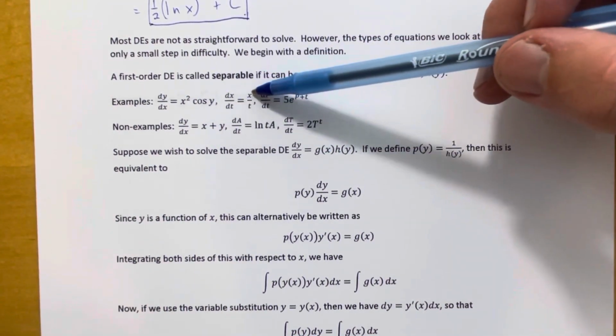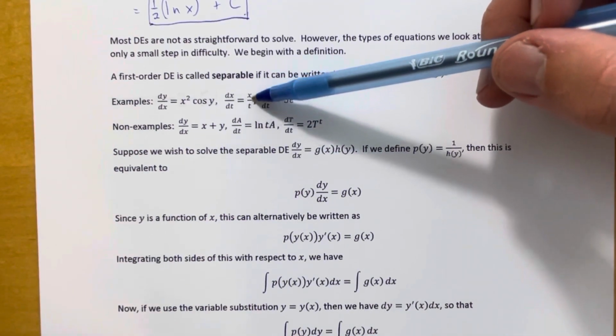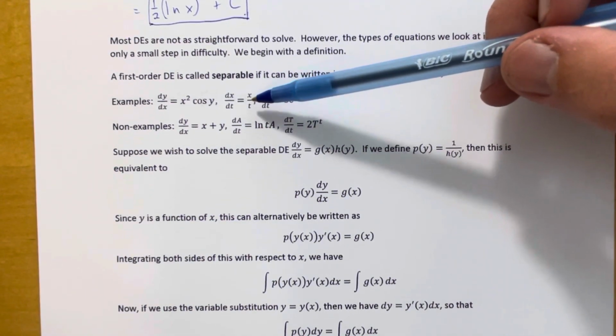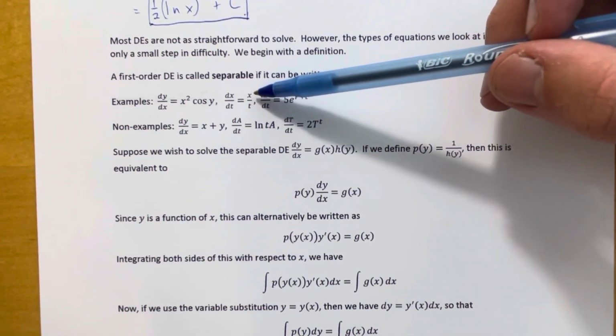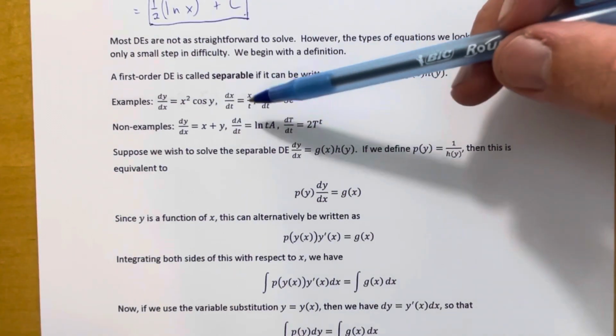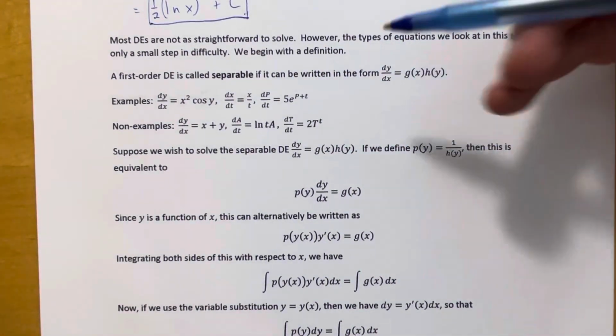dx/dt equals x over t. It's a function of x times a function of t. And you might be looking at this and thinking, it doesn't look like multiplication, it looks like division. But you can think of this as x times 1 over t. So this is still a product of two functions if we think of it that way.